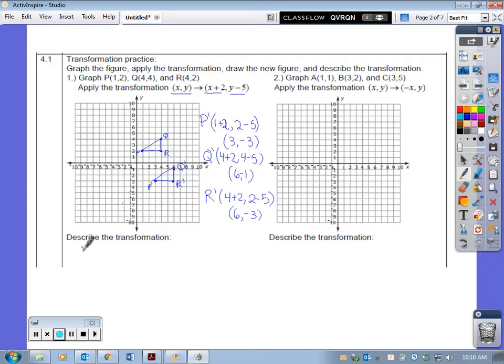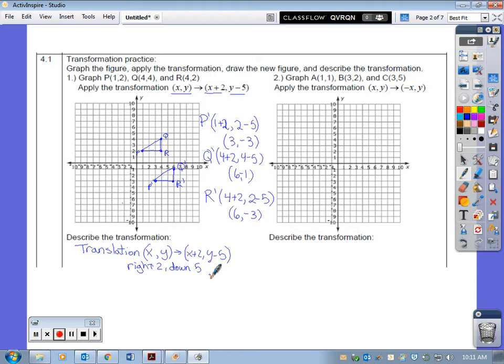So describing the transformation, it is a translation from the coordinates x, y, to x plus 2, y minus 5. Or in other words, right 2, down 5. All right, let's take a look at the next one.